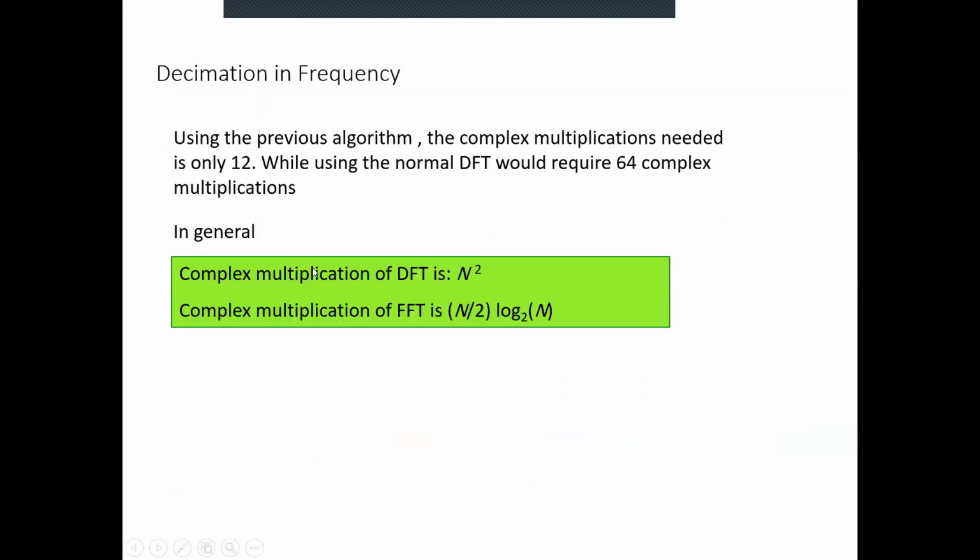So in general, the complex multiplication of DFT is equal to n squared, while the complex multiplication of the FFT will be n over 2 log 2 n capital. Of course, log 2 means ln of n capital over ln 2. Say n capital equals 1 kilo samples.